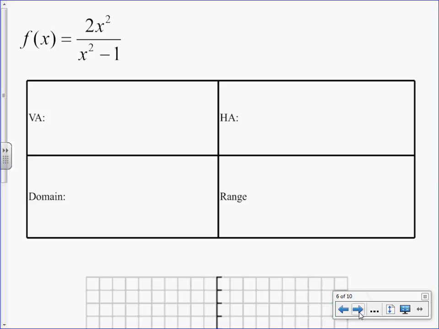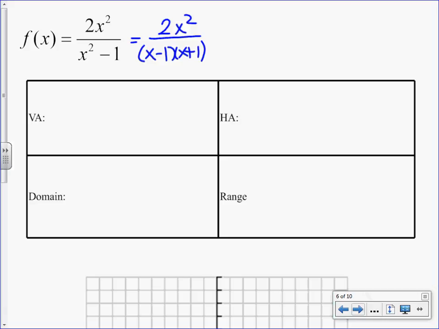So 2x squared over x squared minus 1. The first thing we have to do is simplify. So no matter what, we're going to factor both the numerator and denominator. Our numerator, we're going to leave as 2x squared, but we're going to rewrite our denominator as (x minus 1)(x plus 1). Is this simplified? Yes, nothing can cancel.